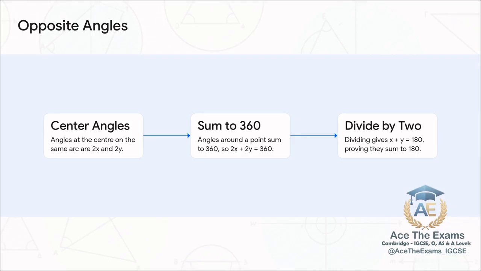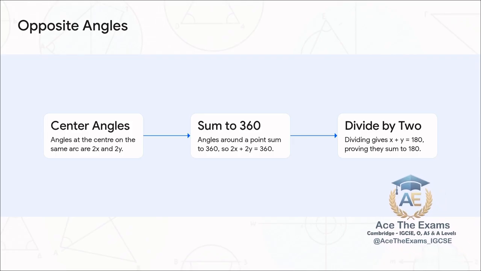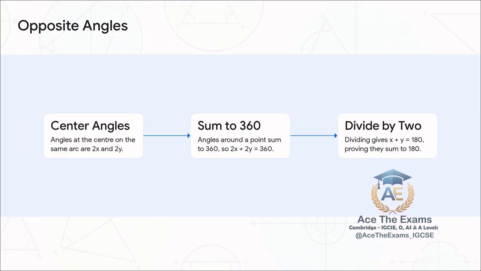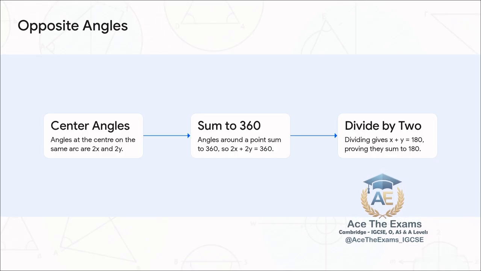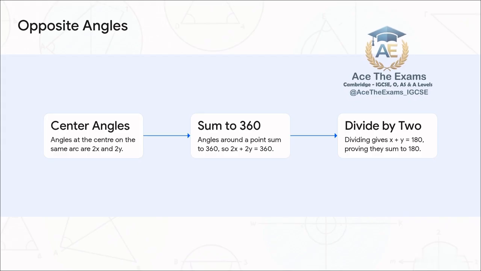Now, because those two center angles make up a full, complete circle around that center point, they have to add up to 360 degrees, right? So 2x plus 2y equals 360. Divide that whole equation by 2, and boom, x plus y equals 180. Literally a universal geometric law proved with basic algebra.